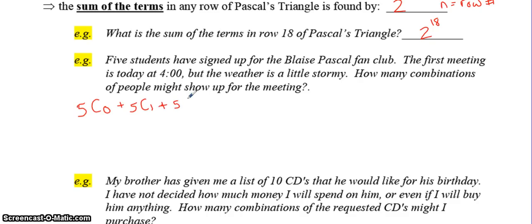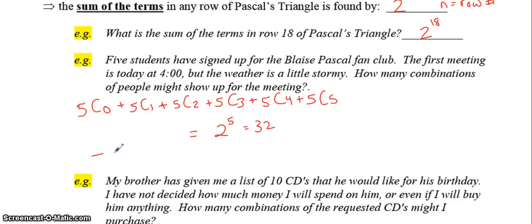Or, out of the 5 people, 2 could show up. Or, out of the 5 people, 3 can show up. Out of the 5 people, 4 can show up. Out of the 5 people, 5 can show up. So rather than doing all of that calculation in your calculator, you can just do 2 to the 5.